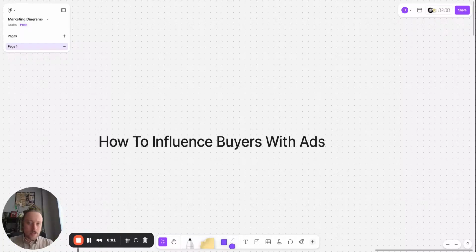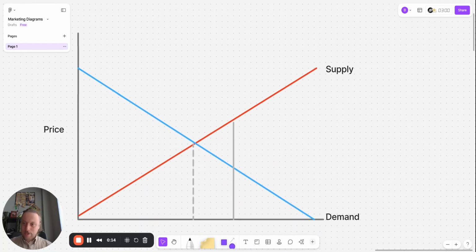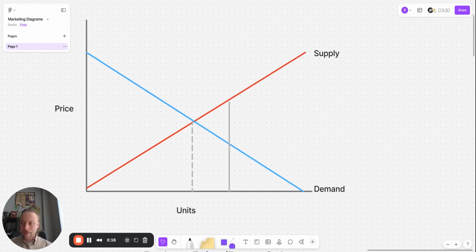One of the biggest questions that people face when it comes to ads buying is how exactly are we influencing people to buy our product? And to start off this discussion, I want to just go over the very simple principle of the supply and demand graph. Now, you might have seen this before. You have demand, where as price decreases, more and more people are willing to buy your product, depending on how much their willingness to buy is.